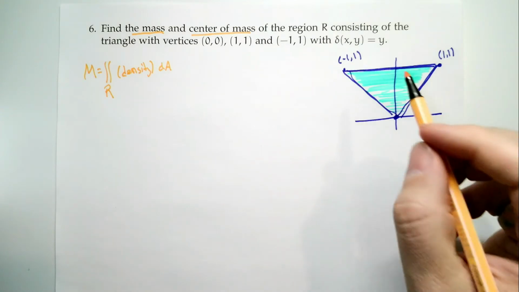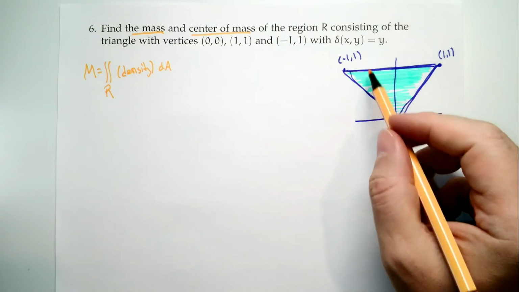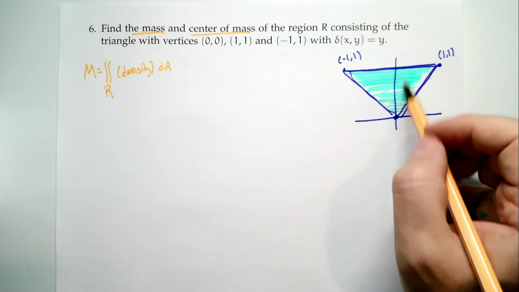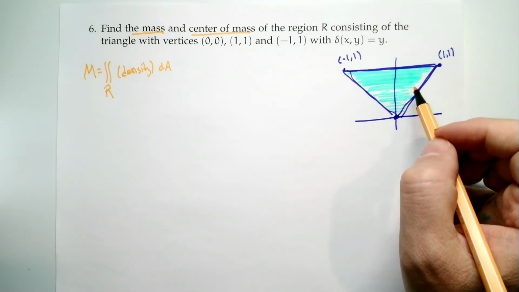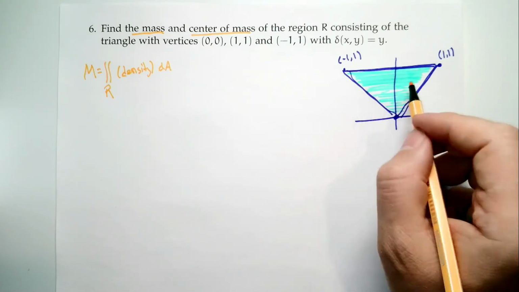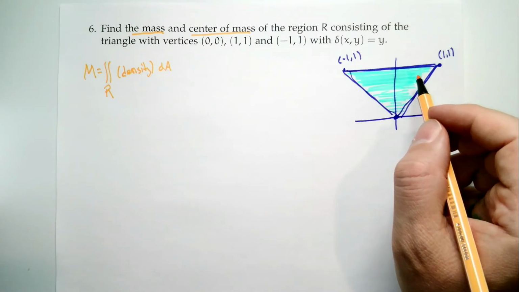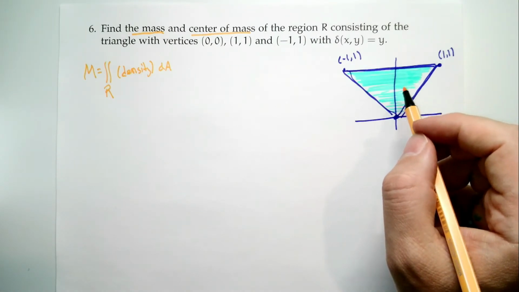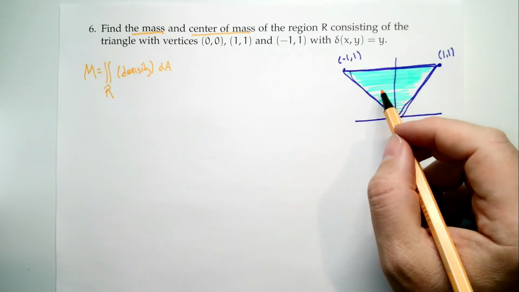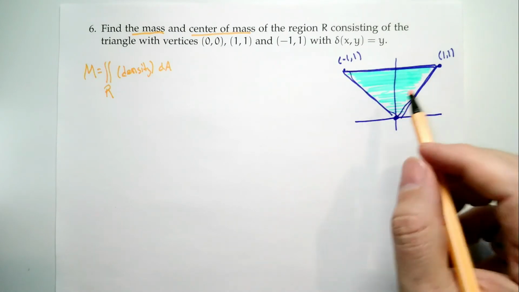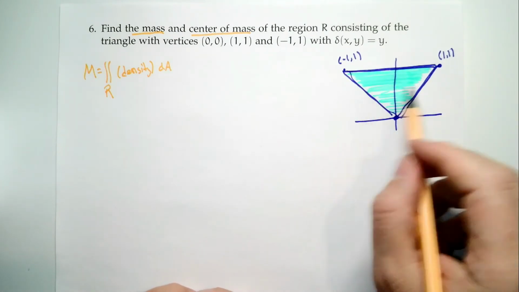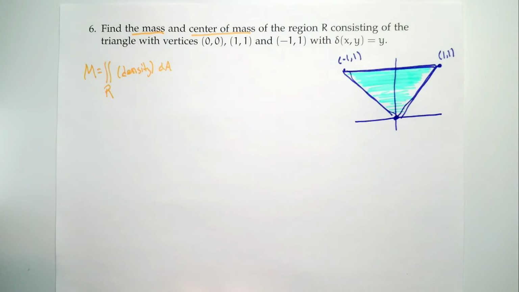Now for us, we should think about how we want to integrate. We could slice first up and down. That's perfectly fine in this setting. Or we can slice left and right. Which way do we want to go, and why? Okay, so which way do you want to go? Yeah, you're right. We do want to go from left to right. Good.